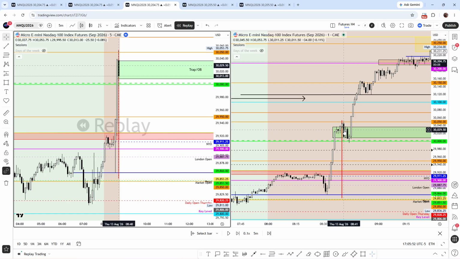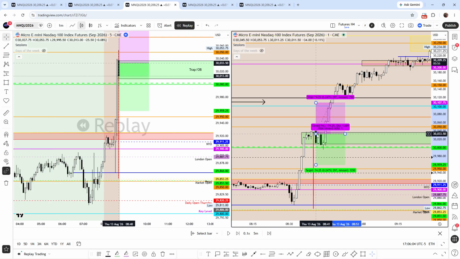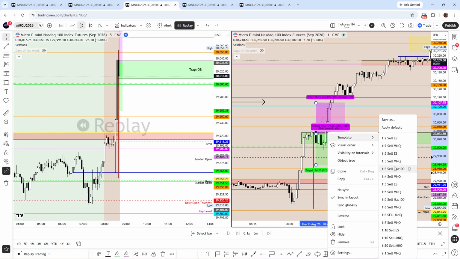So as you can see here, 841 going into 842, and then 842 going into 843. It's filling a 1 minute FVG. I attempted this area for a short. Now I have a specific system that I use, right?